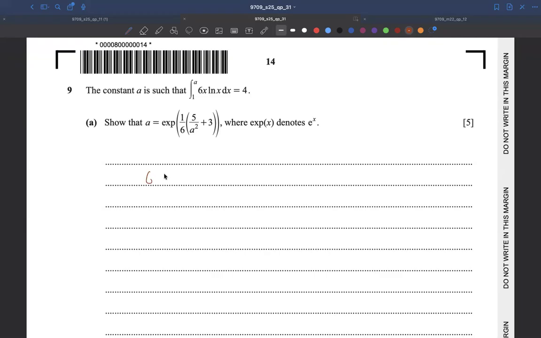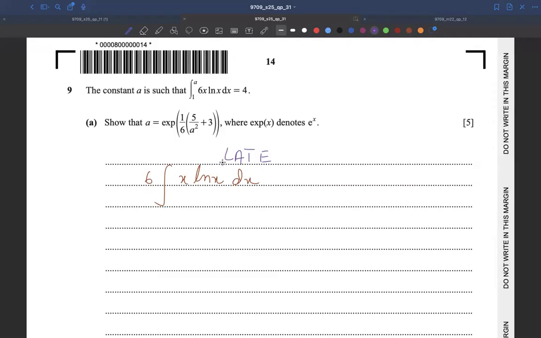We can keep the 6 outside. We can apply the limits at the very end. We'll first integrate x ln of x and then put the limits and put it equal to 4. So when we have to integrate two different functions, we'll apply integration by parts and we'll use the LATE rule.